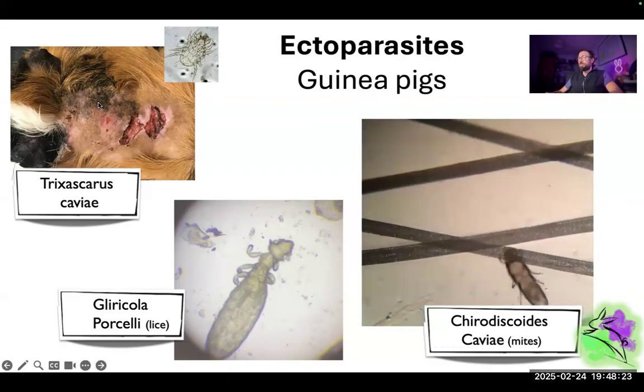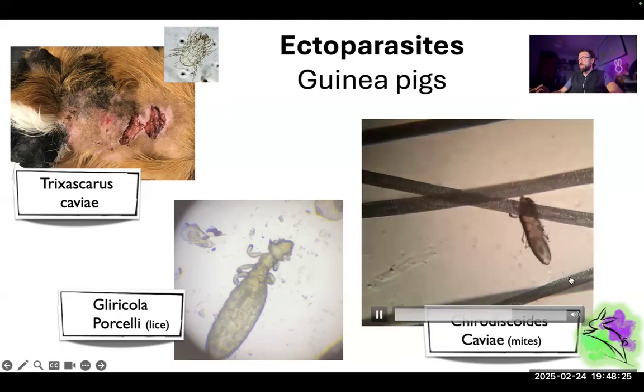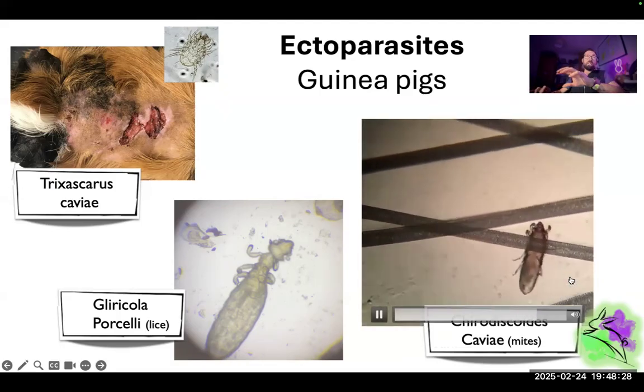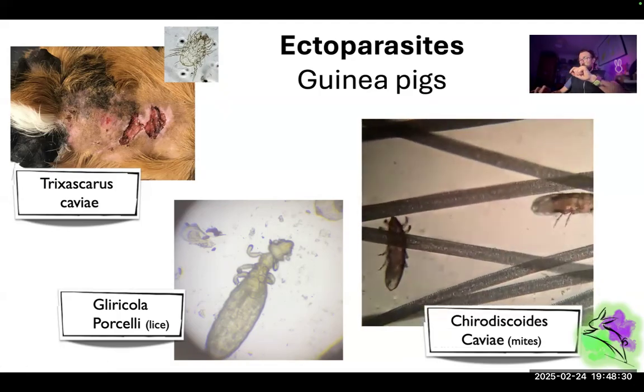But I found them very fascinating. These are mites that usually are just localized on the fur, so they are not causing any damage on the skin. So again, they could be a little bit more tricky to find out, at least if we are not taking some of the fur and checking under the microscope.